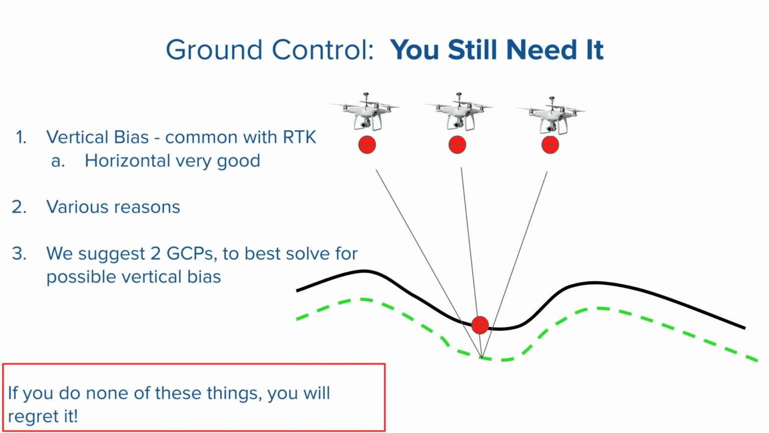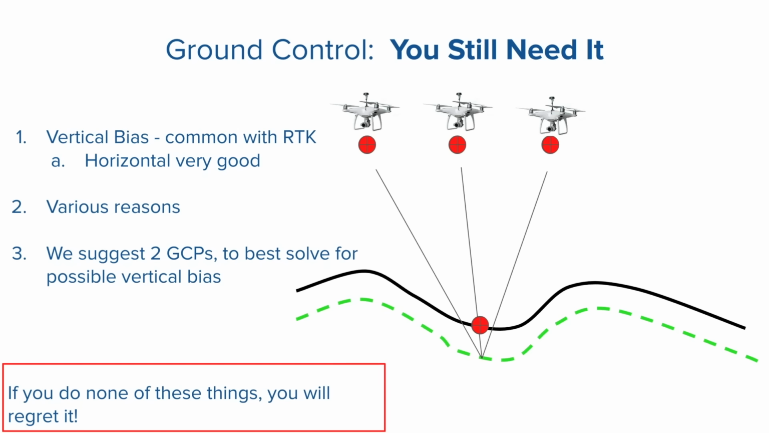So, like I said, this vertical bias with RTK platforms, horizontally, it's very good. For various reasons, this vertical bias can come in. It can be from the calibration of your camera. So that's issue number one: your camera just isn't perfectly calibrated. Issue number two could be that there's just a datum mismatch between your ground control network and the network that you're using for the RTK.